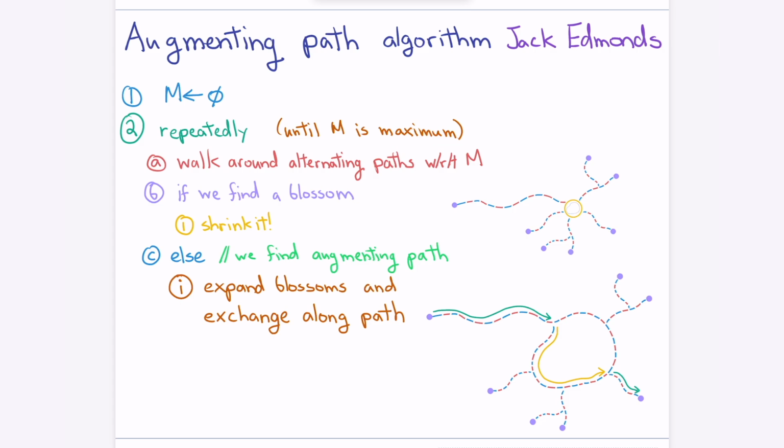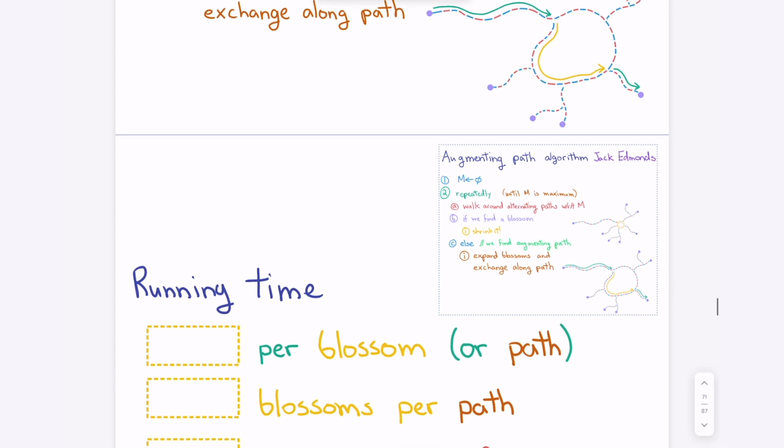But the algorithm is: you start with an empty matching, you look for an augmenting path, and you either find one or you run into an odd blossom. You contract the blossom and you continue. When you find an augmenting path, you expand the graph back out. So you might have to expand several times if you contracted several times. And that will terminate. The question is, how long will it take?